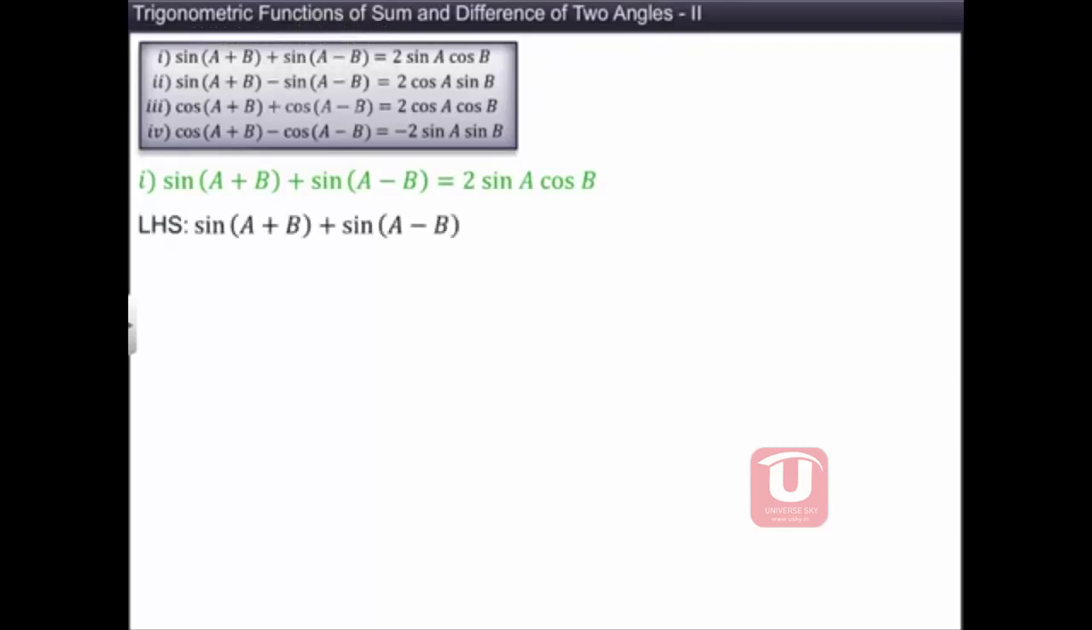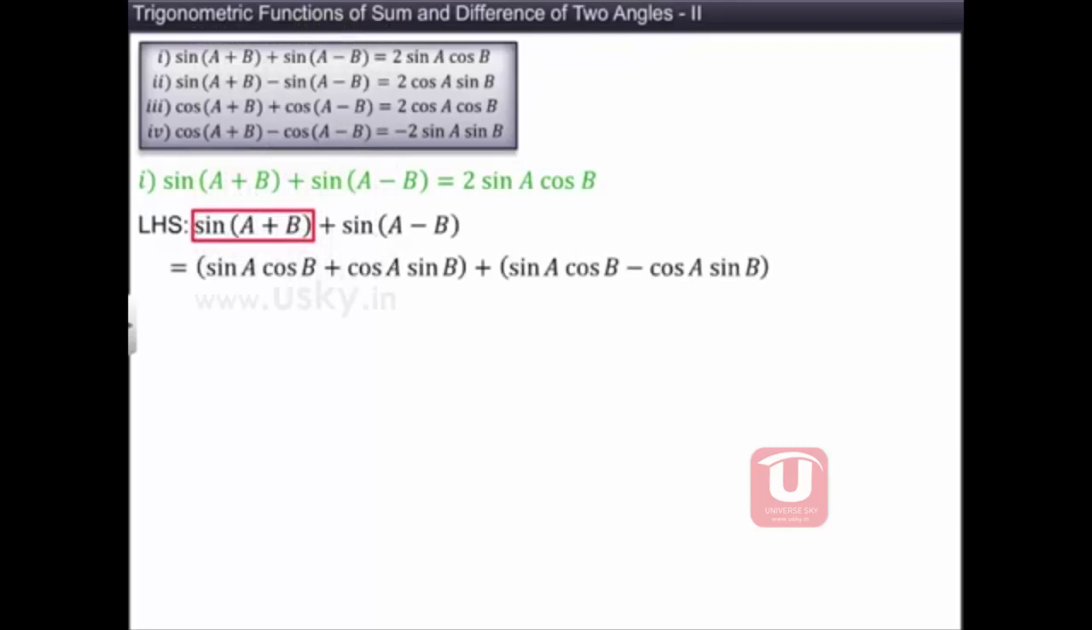Consider the left-hand side. Sin of A plus B is equal to sin A into cos B plus cos A into sin B, and sin of A minus B is equal to sin A into cos B minus cos A into sin B. On simplifying, we get 2 sin A cos B. Hence the result.